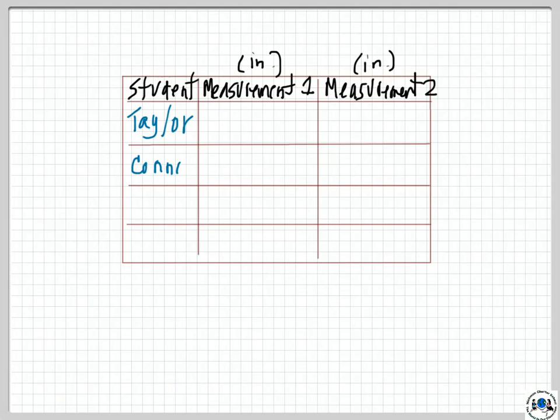Taylor. There is no Taylor. There's no Connor in our class. But anyway, so Jordan, I wanted to erase that. So we have 3 students, and pick you out of a hat and decide who's going to take these measurements.